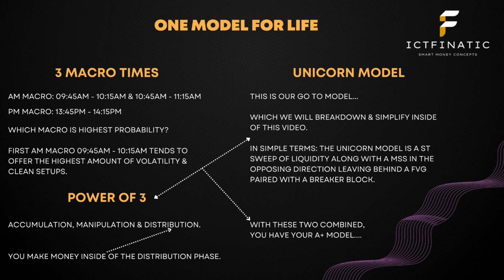You mark these levels out between 2 a.m. and 5 a.m. New York local time, and you're going to mark the highs and the lows of the London session, and these are going to be the major draws on liquidity for the New York session, both the 1st and the 2nd a.m. macro.